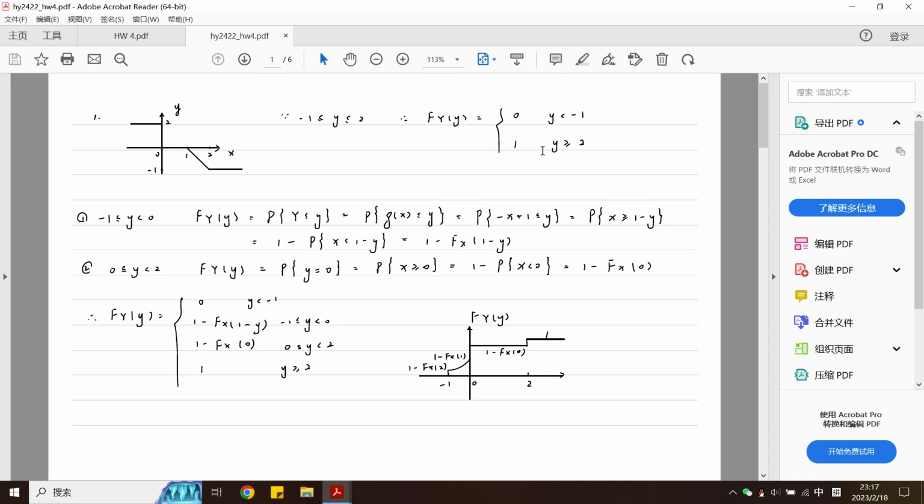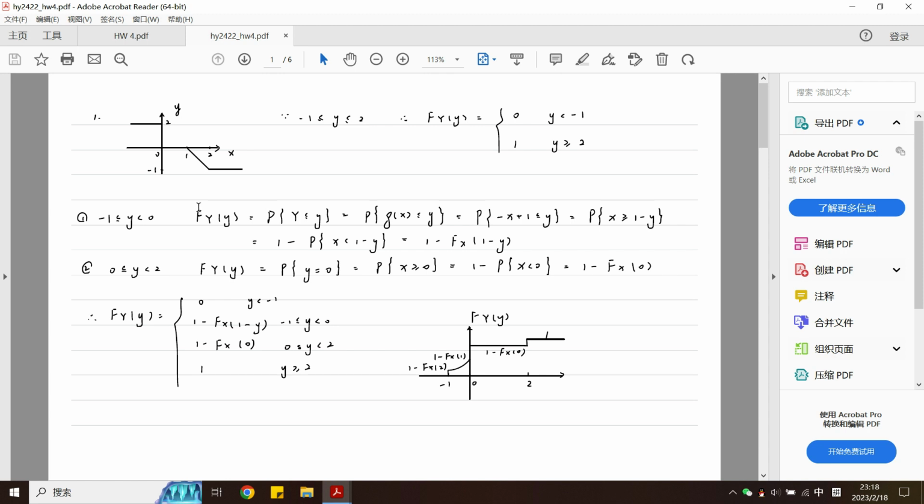So given this information, we can get some part of big Fy. So when y is smaller than negative 1, the big Fy will be 0, and when y is equal or larger than 2, the big Fy will be 1. So after that, we will use other information to get the rest part of big Fy.